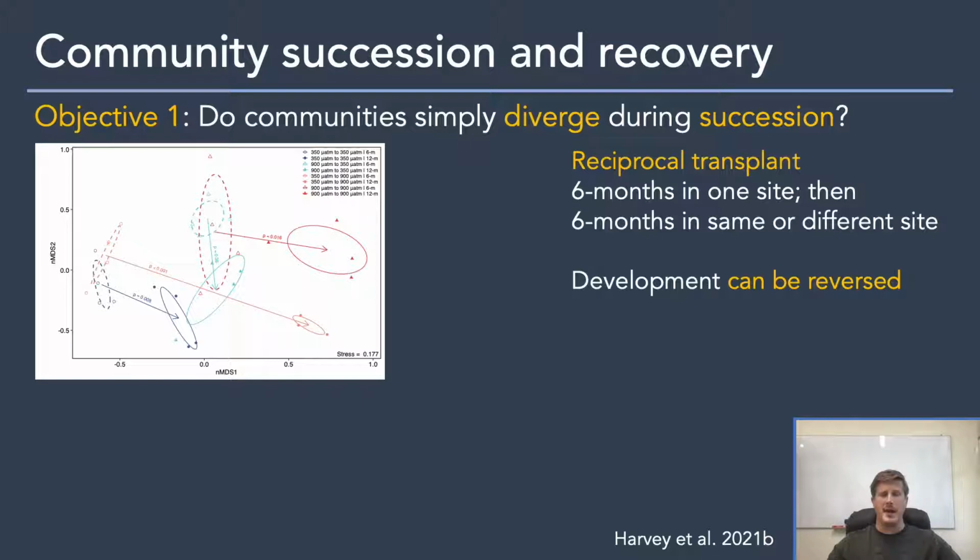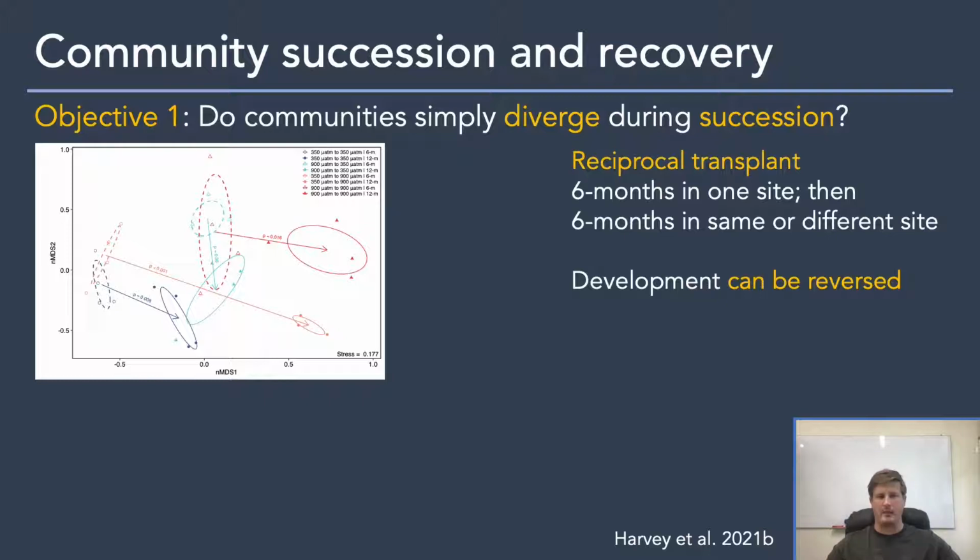So we wanted to understand whether this divergence only worked from bare substrate or whether established communities would also change under these conditions. And so we wanted to carry out a reciprocal transplant experiment. So we let tiles recruit for 6 months in the 2 sites, and then we either transplanted them back into the same site or swapped them into the other PCO2 condition for a further 6 months to see how the communities would develop.